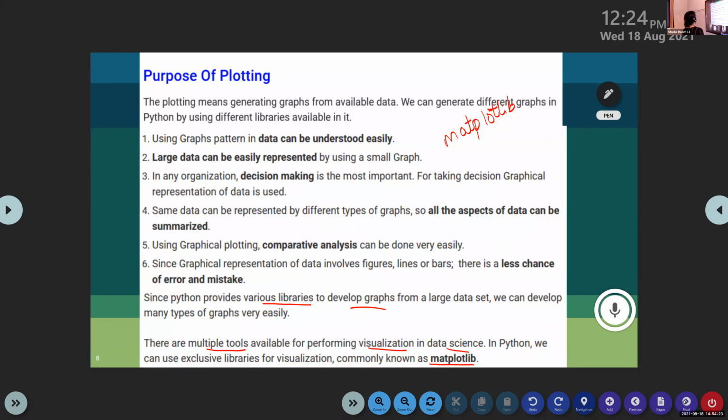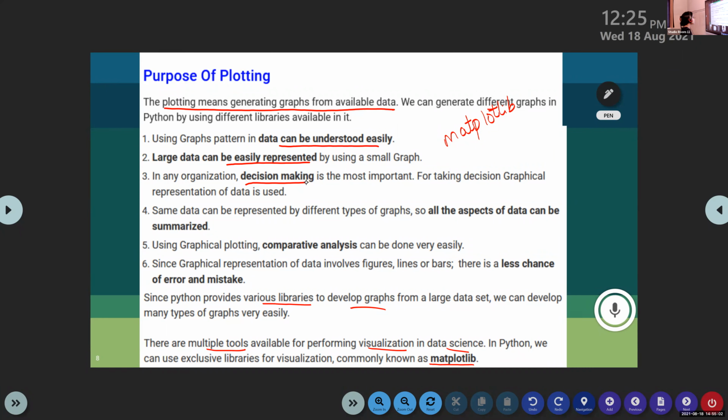Next is plotting. Plotting means, here you will get the definition: it means generating graphs from available data. Generating graphs, that is what is known as plotting. What is the purpose of plotting? It will help us to understand the data, isn't it? Using graphs, patterns in data can be understood easily. Next, large data can be easily represented using a small graph, right? And for decision making, it plays an important role. And we can summarize the concept using this.